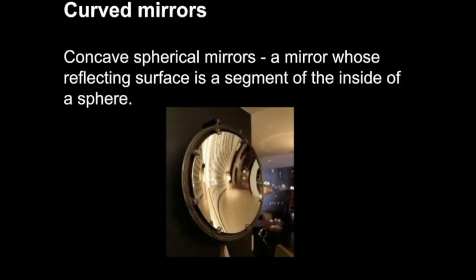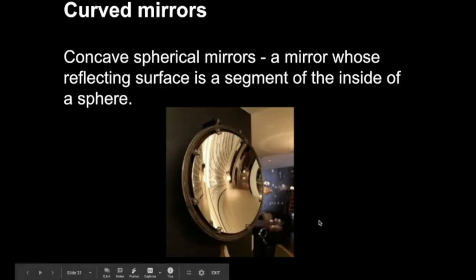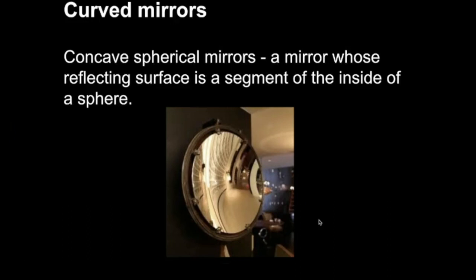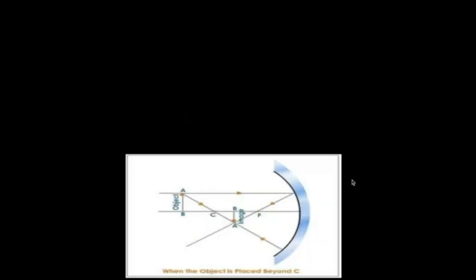All right, physics students, today we're going to talk about curved mirrors, and we've got two different types. The first type is the concave spherical mirror, one where the reflecting surface is a segment of the inside of a sphere. You can sort of see something like this when you look at your reflection in a spoon. A spoon is actually more of a parabola shape, but imagine this picture right here is just a slice off a larger sphere, and you can look inside that.